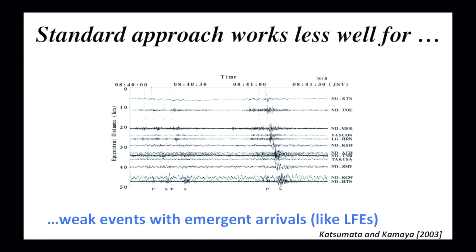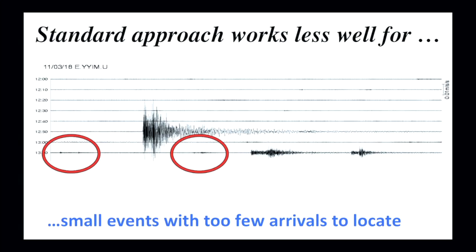And these were not detected by standard processing because they're weak events and they have emergent arrivals. This is the same picture I showed you before, but now I've circled some small events that would likely be missed in standard processing.